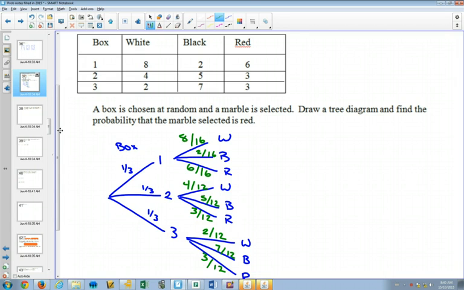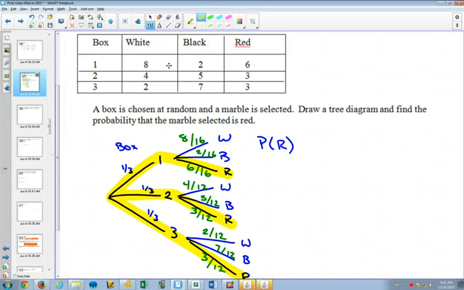And we want to find the probability that a marble selected is red. Well, can you see that there's 3 cases? You could get a red one by going through box 1 and then red. You could get it by going through box 2 and then red. And you could get it by going through box 3 and then red.